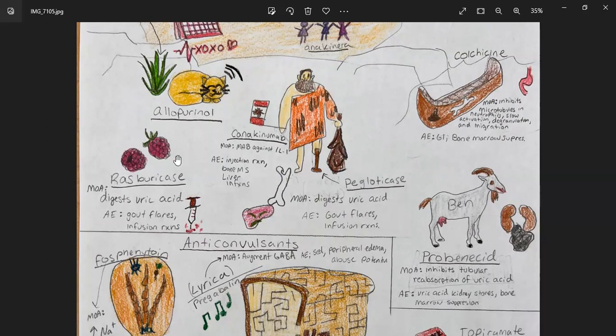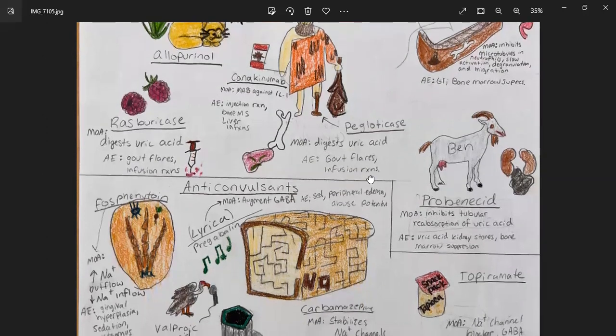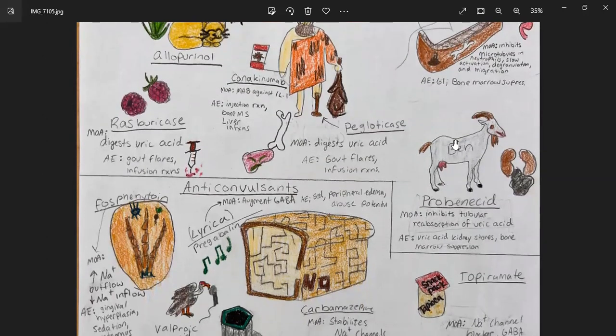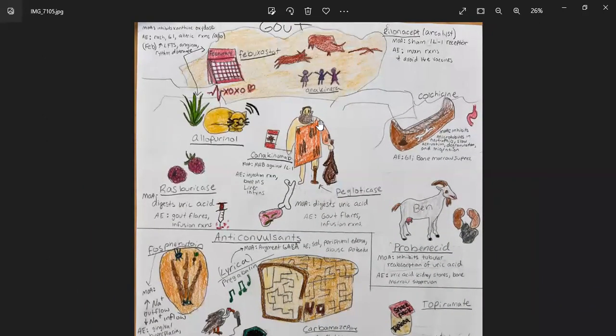We have some raspberries over here. That's what the cavemen like to eat, raspberries for rasburicase. This also digests uric acid. Adverse effects are, again, gout flares and infusion reactions. Then you have Ben the goat, probenecid, and this inhibits tubular reabsorption of uric acid. Adverse effects are uric acid kidney stones and bone marrow suppression. And I know a lot of these drawings are not super helpful in helping you remember the mechanism of action, but they at least help you remember the drug name and that they are for gout, because here's the goat.